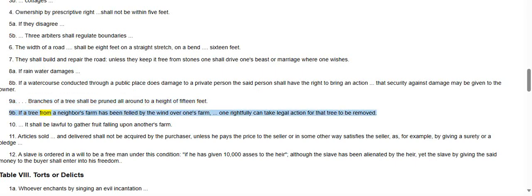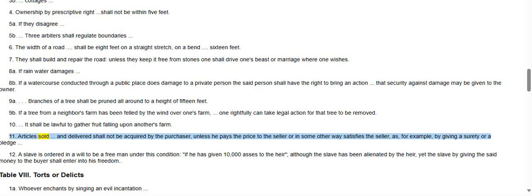9b. If a tree from a neighbor's farm has been felled by the wind over one's farm, one rightfully can take legal action for that tree to be removed. 10. It shall be lawful to gather fruit falling upon another's farm.